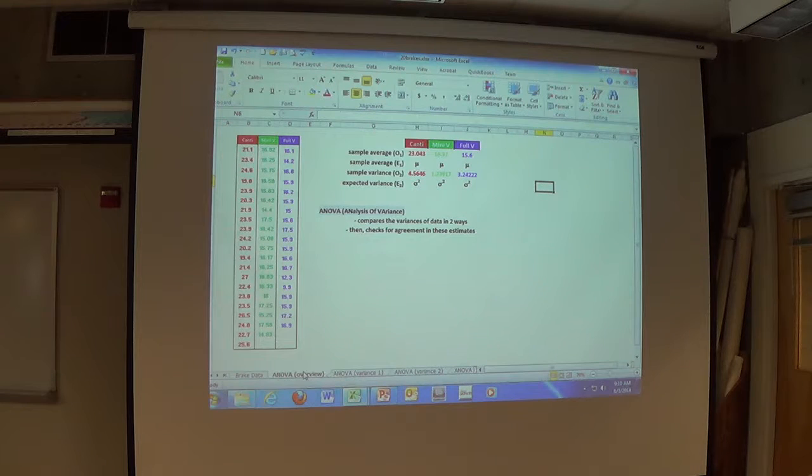Did you say that again? No, that was Guinness, or that was Gossett. Gossett was the t distribution. He's cool for his own reasons.